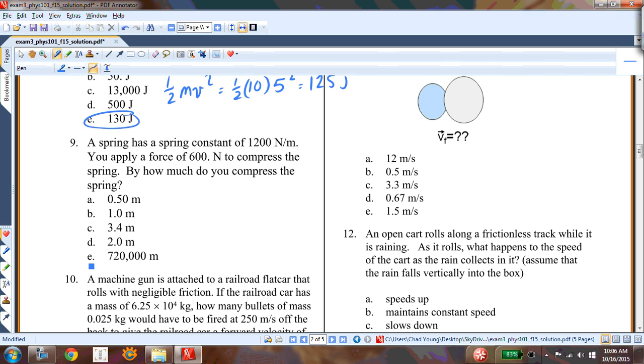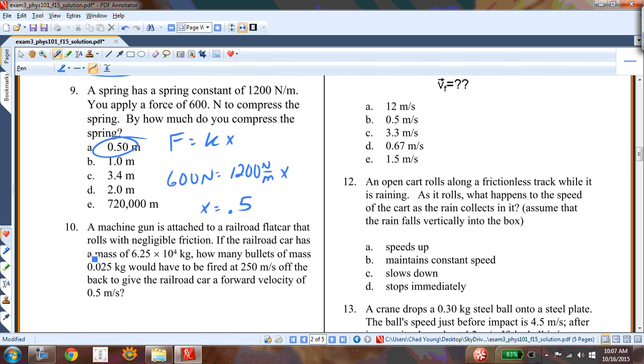A spring has a spring constant of 1200. You apply a force of 600 to compress it. By how much do you compress the spring? I know F is equal to kx. I'm just looking for the magnitude of the force here, so I'm going to leave off that negative we normally write. And 600 newtons equals 1200 newtons per meter times x. x is 0.5 meters. A is the right answer for 9.